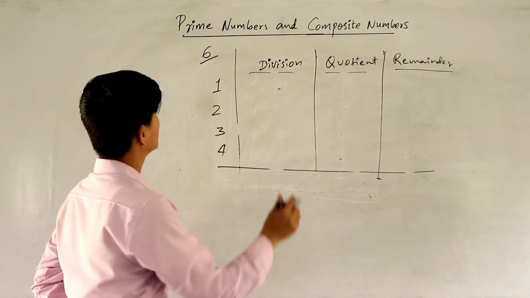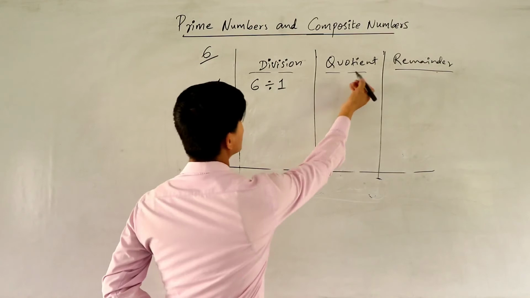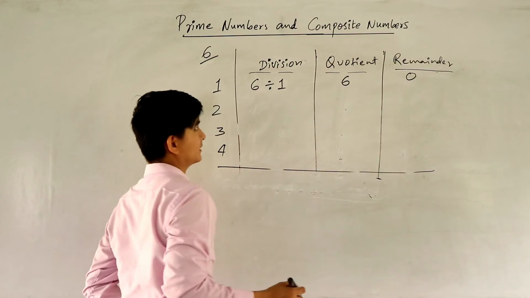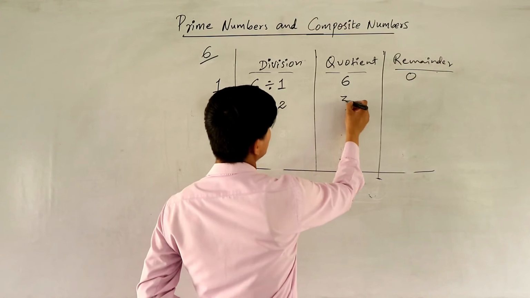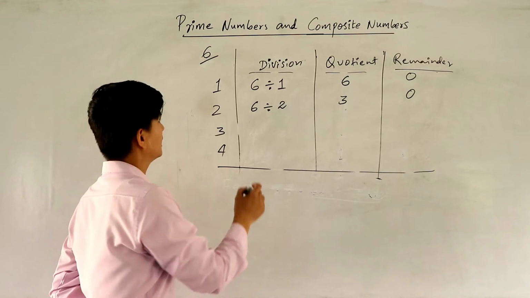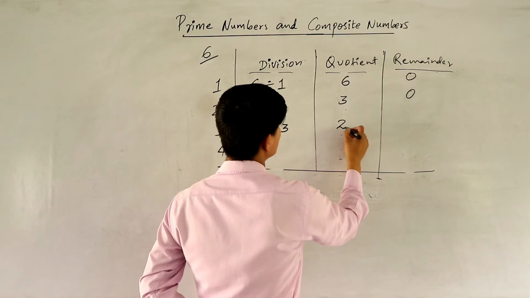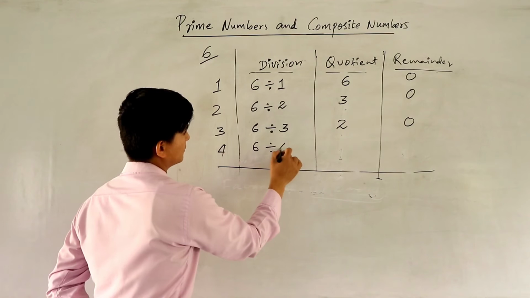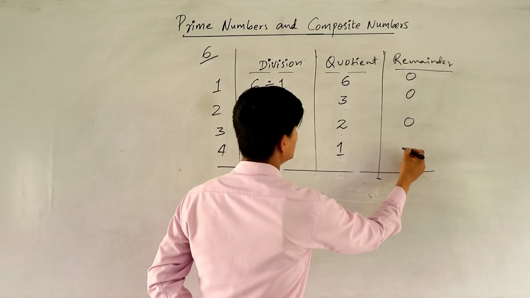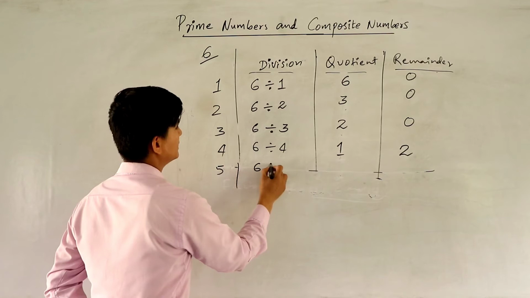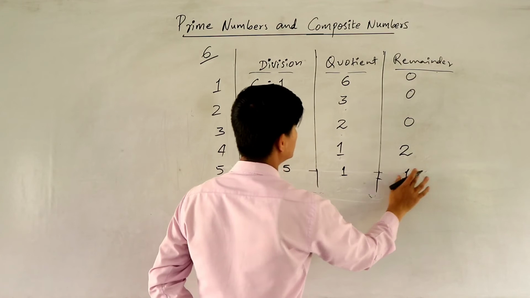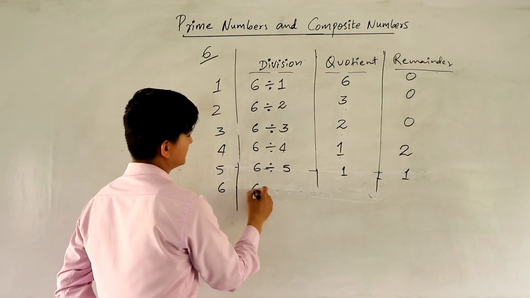Six. If you divide 6 by 1, you will get 6 and the remainder will be 0. If you divide 6 by 2, the quotient will be 3 and the remainder will be 0, right? If you divide 6 by 3, the quotient will be 2 and the remainder will be 0. If we divide 6 by 4, the quotient will be 1 and the remainder will be 2. Okay, we have to go up to 6. So if we divide 6 by 5, the quotient will be 1 and the remainder will be 1. Finally, 6 divided by 6, the quotient will be 1 and the remainder will be 0.